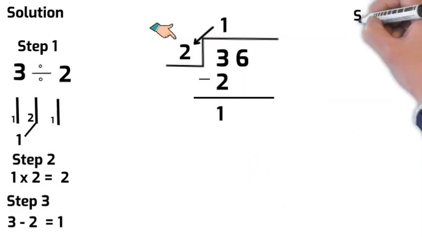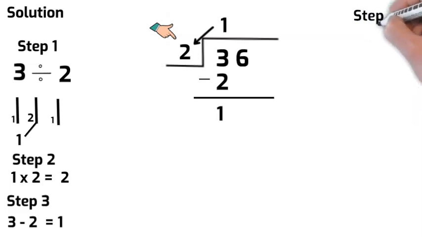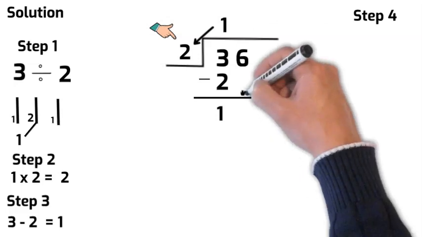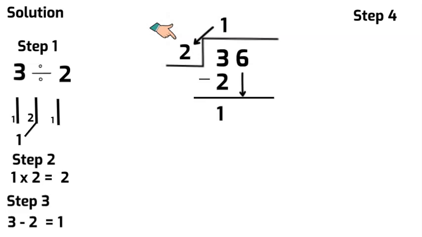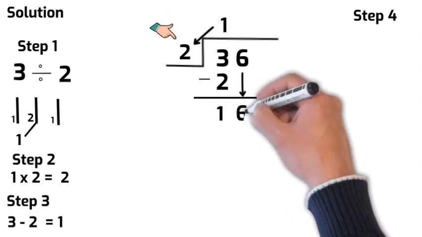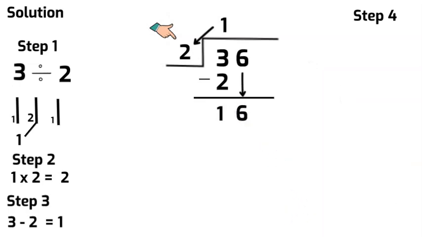Step 4. We move the second digit of the dividend below the horizontal line. In this case, we will move 6 below the horizontal line. We now have a new figure to work with, and that is 16.